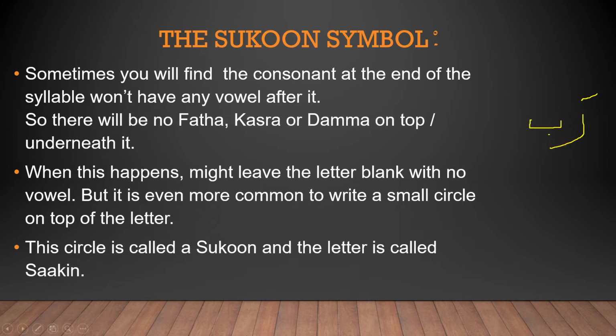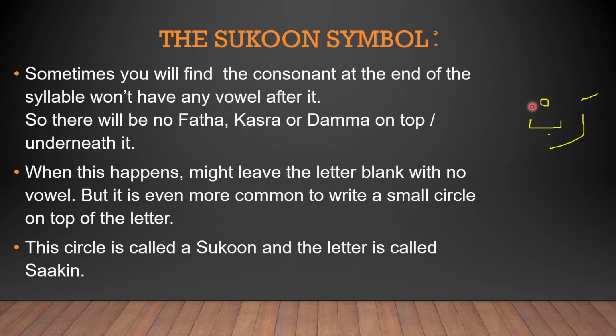This will be done by adding a small circle on top. And this circle is what you call the Sukoon symbol. This circle on top of any alphabet that comes at the end of the word is called a Sukoon symbol, and the letter it is upon is called sakin. So in this case, the ba will be the sakin and the symbol on top of ba is called the sukoon.